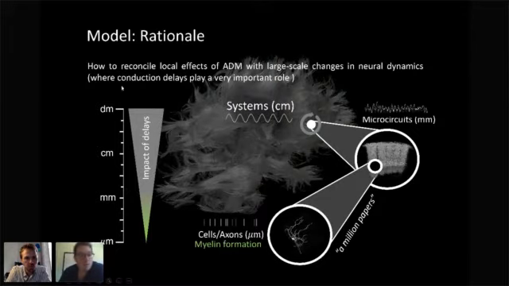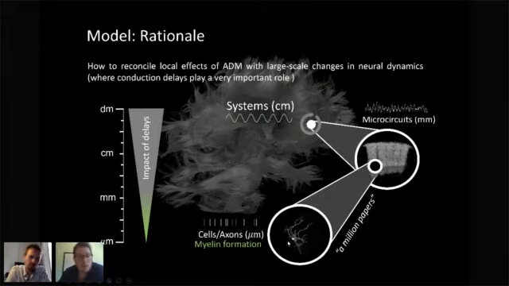So our idea was to reconcile the local effect of adaptive myelination with the large-scale dynamics that we observe at the mesoscopic or centimeter scales. Because even though myelin is formed at the level of cells and axons, so it's a very local process, the impact of those conduction delays becomes very important as we reach the mesoscopic scale, so basically the large-scale system.